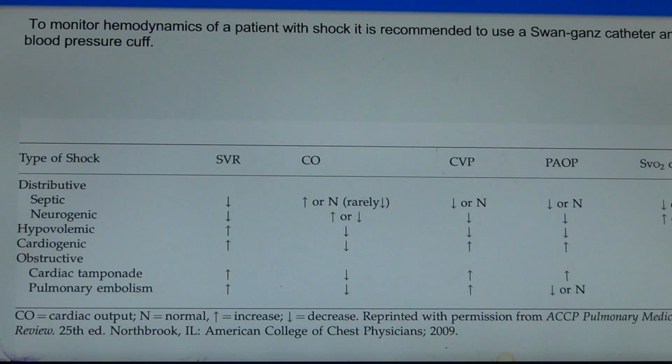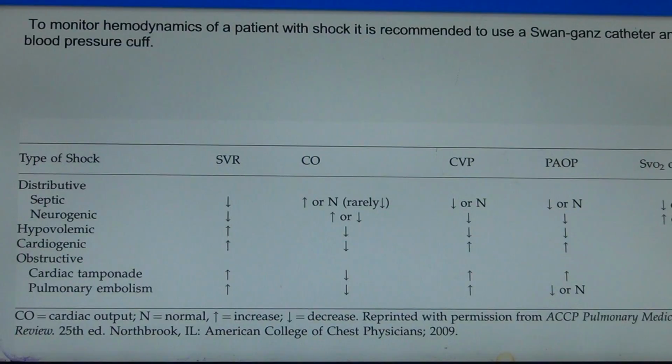For cardiogenic shock, the systemic vascular resistance is increased. The cardiac output is decreased. The central venous pressure is increased. The pulmonary artery wedge pressure is increased. And the mixed venous oxygenation saturation is also decreased.